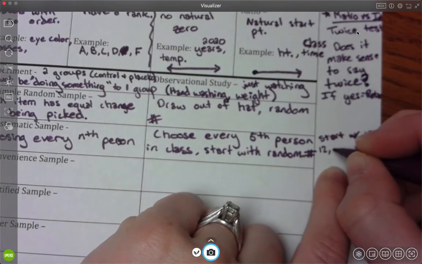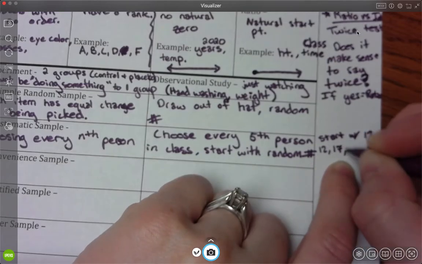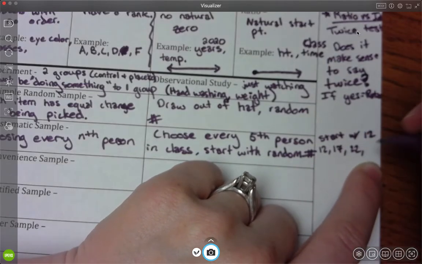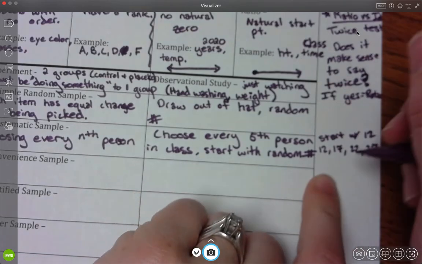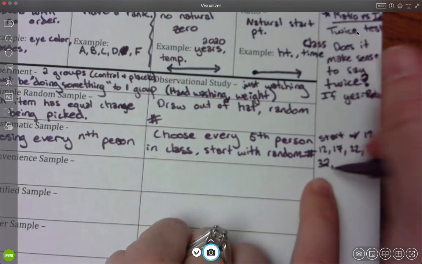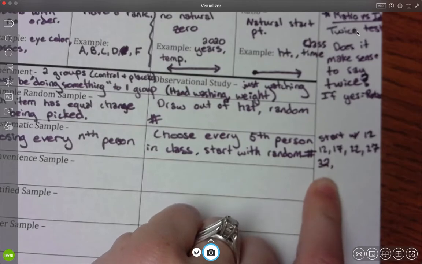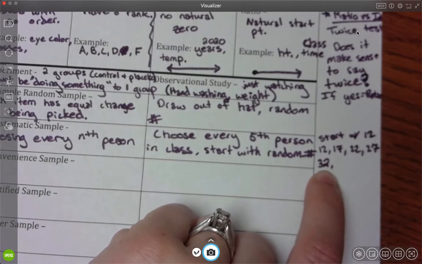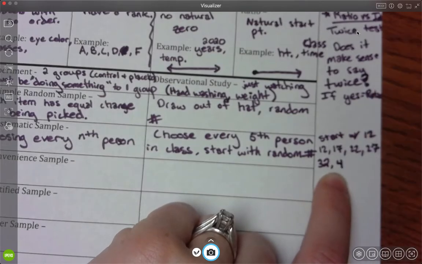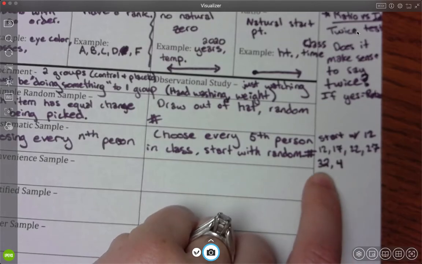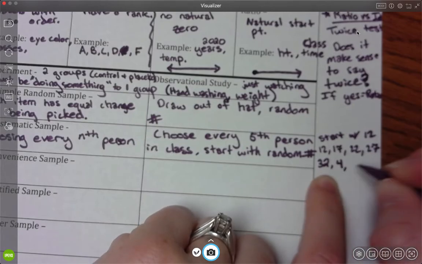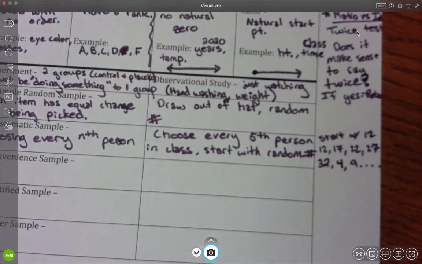If I add 5 to that, that's 17. If I add 5 to that, that's 22. Then 27. Then 32. Now there's 33 kids in the class, so technically adding 5 to 32 would get me back at 4, because I would go 33, number 1, number 2, number 3, number 4. That would be the fifth person after 32. And then that would be 9, and I would continue on again until I have as many people selected as I needed. So I would start with a random number and then do every fifth person after that.